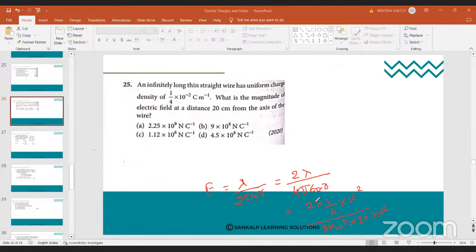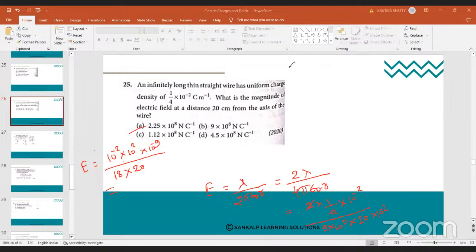So you can see this, here 2 cancels, so 1 by 2 remains with us. We will get electric field is equal to 10 to the power minus 2 into 10 to the power plus 2 into 10 to the power minus 9 divided by 18 into 20. Simplify and see. I think we should get option A, students. Option A will come. Check it. You should get option A.